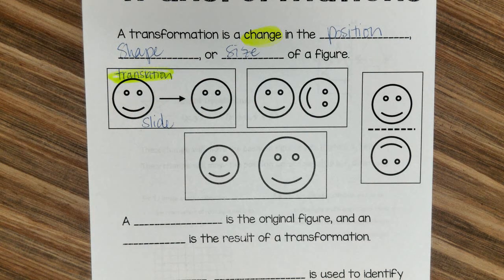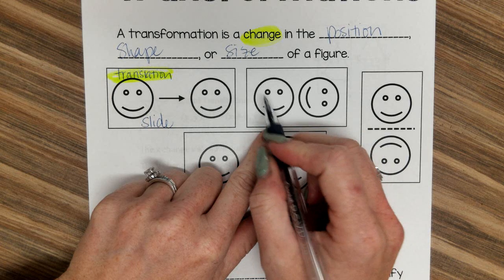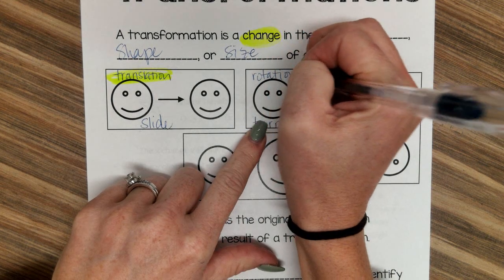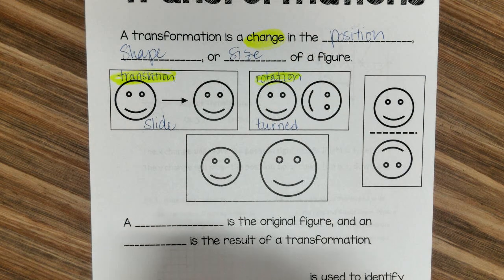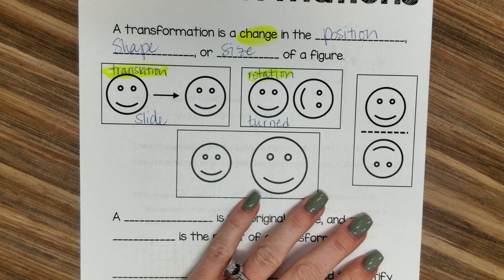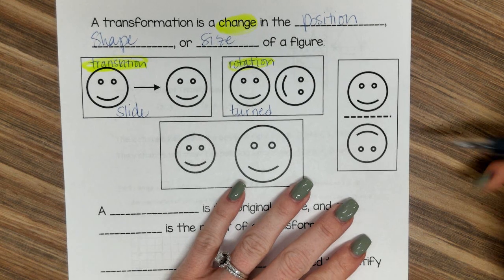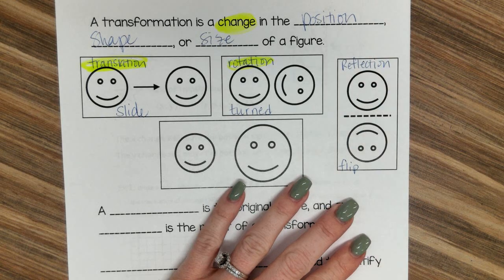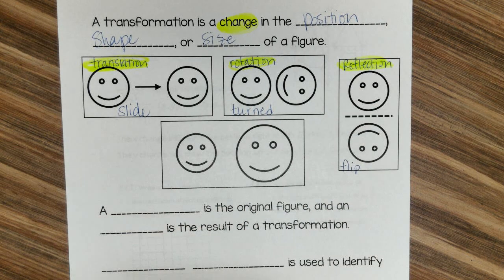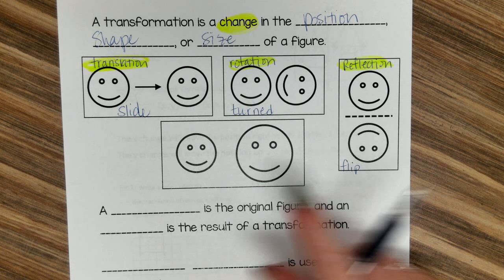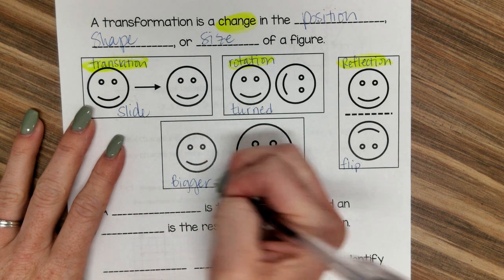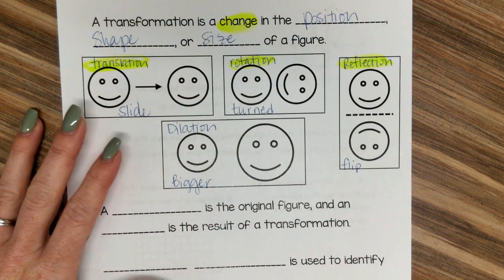Super, super easy. Then in a few days, we're going to learn this one. What happened to this happy face? It turned. This is called a rotation. A turn. Easy? What happened to this one? It flipped. It is called a reflection. Kind of like you put a mirror up and it reflects across that mirror. Are y'all good? And the last one we're going to learn, we'll probably learn this one next week. What happened to this happy face? It got bigger. This is called a dilation. It makes a shape bigger or smaller.